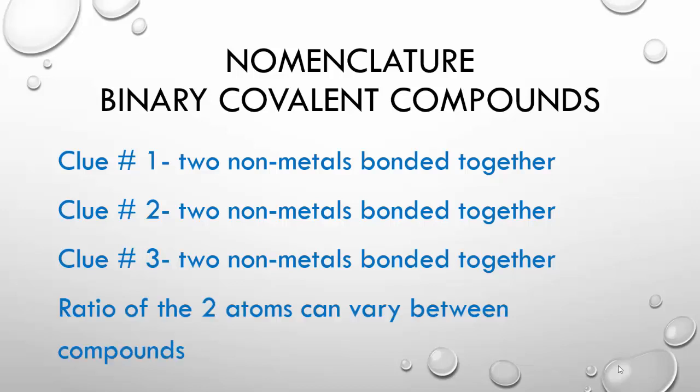And it's important to know that the ratio of two atoms can vary between the compounds, unlike ionic compounds. For example, CO and CO2. If you use the ionic rules here, they'd both be called carbon oxide. And how would you know which one to get if I asked you to get me some? So here we have to use some slightly different rules.